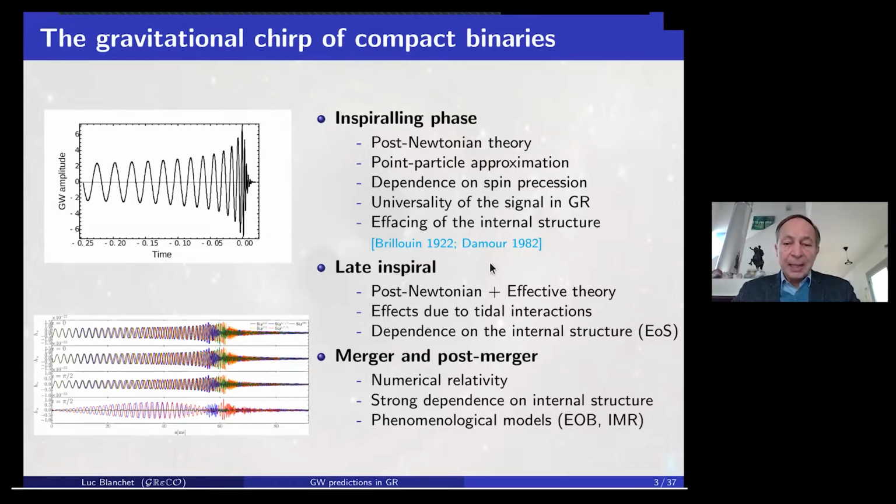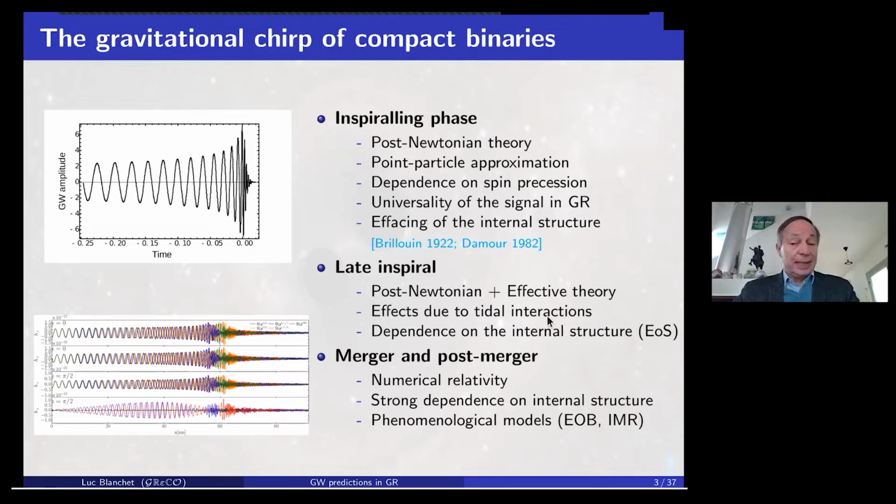Now, in the late inspiral, we shall still have post-Newtonian theory, but we have to see post-Newtonian approximation as an effective field theory, where you add to the action describing your matter some extra terms which describe the internal structure of the compact object, but still you are using point particles.